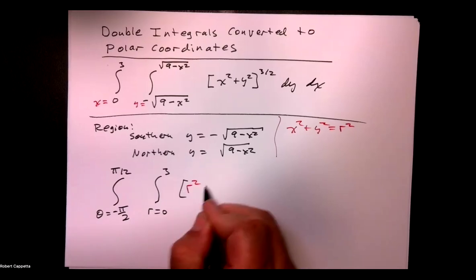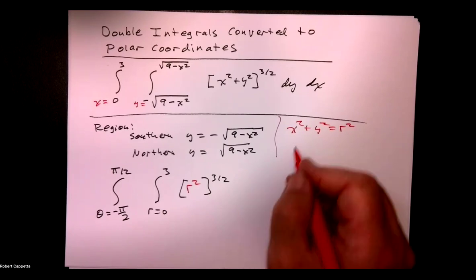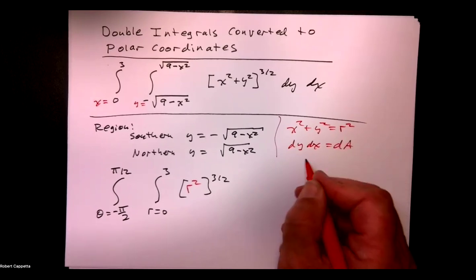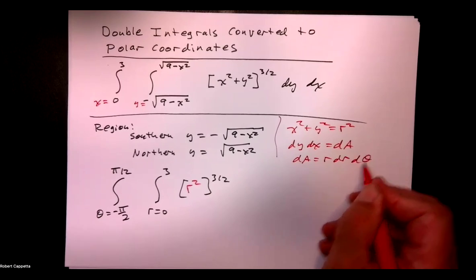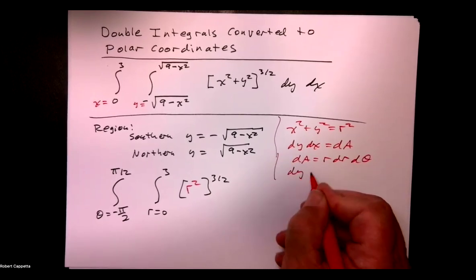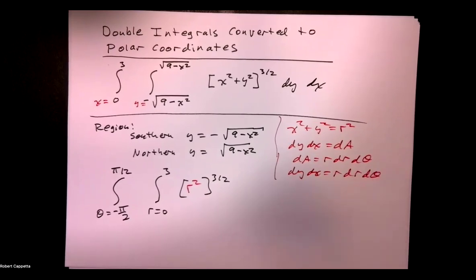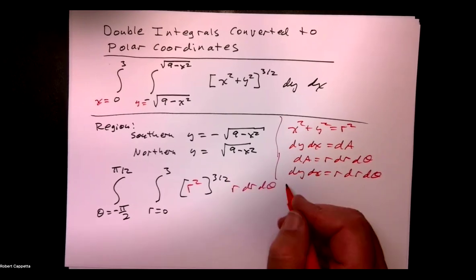And then we have to think about dy dx. Well, what do we know about that? Well, dy dx is change in A, right? But in polar coordinates, dA is r dr d theta. So therefore, dy dx is the same as r dr d theta. So then what will my final version of this be? This with r dr d theta.